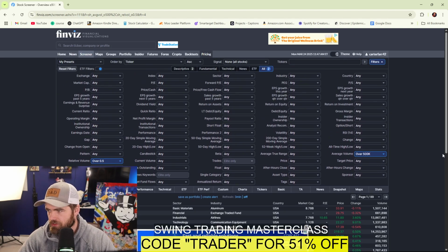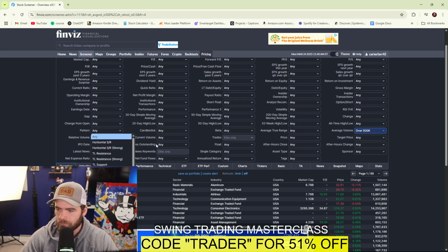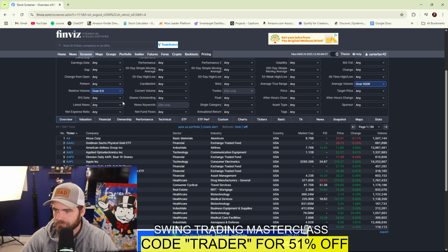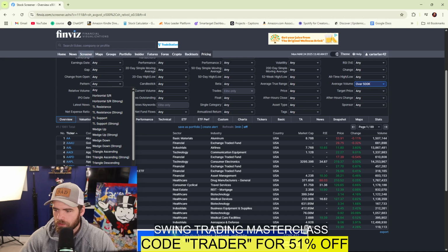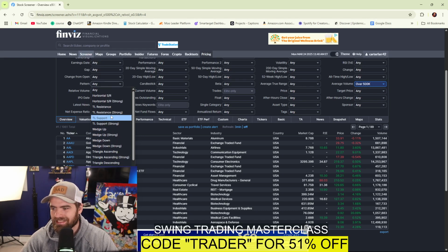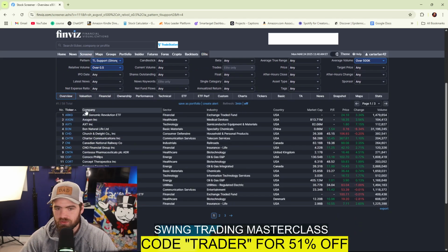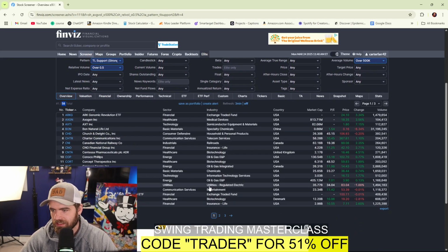Now the next thing we want to do is find the pattern. Pattern's very, very important here. Going to the pattern tab, right above the relative volume, you guys can see we have channel up, we have TL support, which means trend line support. The main ones that I pay attention to are TL support strong, and channel up and channel up strong. So we'll go TL support strong. Now it dropped from 1,900 stocks to about 58 stocks.